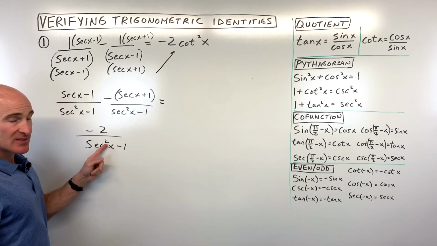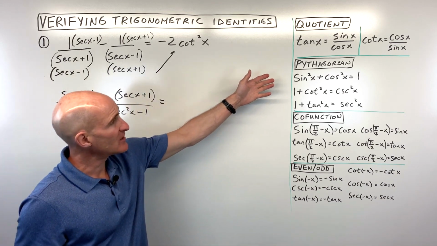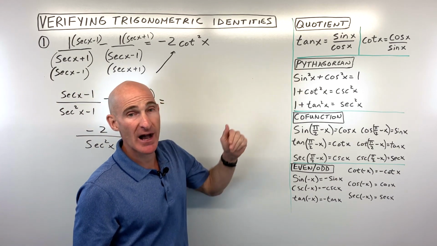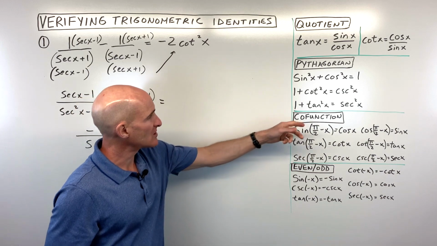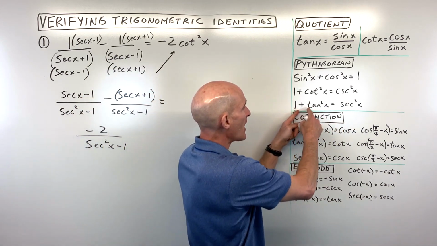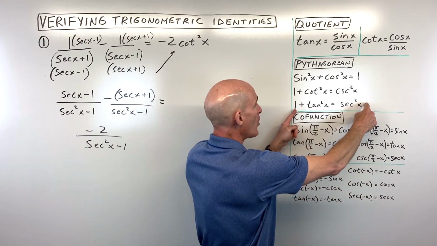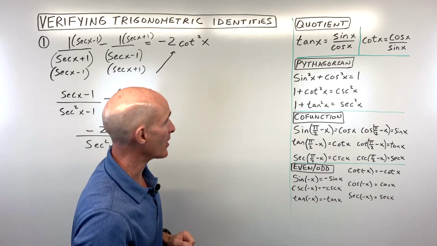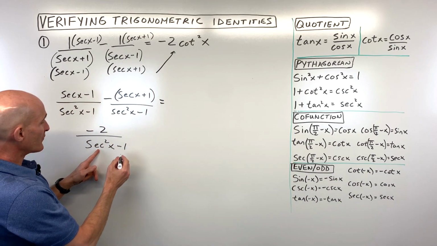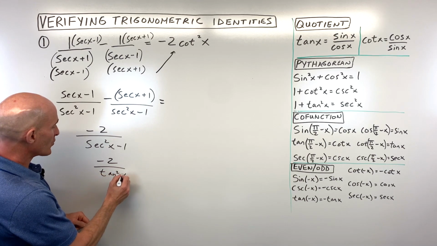Now when I see these trig functions to the second power, like squared, I like to think of these Pythagorean trig identities as possibly being able to help me. And I notice here that 1 plus tangent squared equals secant squared, but if I subtract 1 from both sides of this equation, secant squared minus 1 is going to equal tangent squared. So this is going to really be negative 2 divided by tangent squared of x.